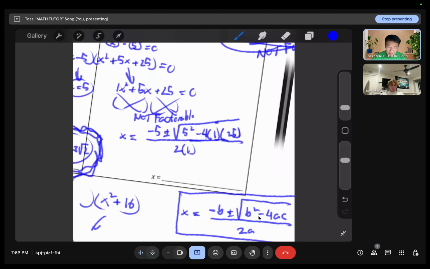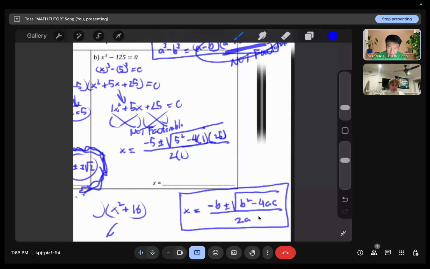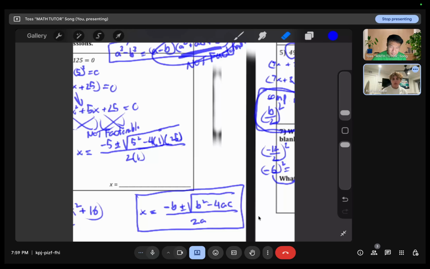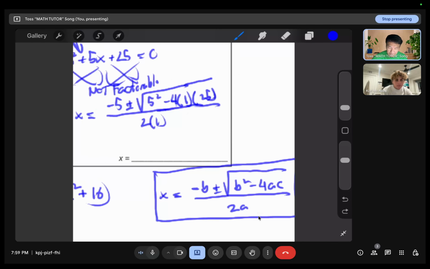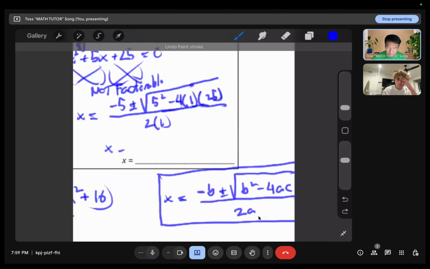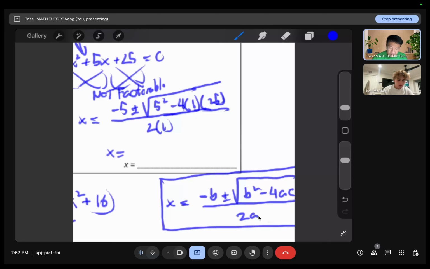So if you continue and clean this up, I'll write it. I'll continue over here. Okay, so we continue. Oh man, that looks warped. I'm gonna go downward. Okay, so we continue. It'll be -5 plus or minus. Inside there, it'll be 25. Now, 4 times 1 is 4 times 25 is minus 100. Okay, you okay with that? No, that's a nice number.